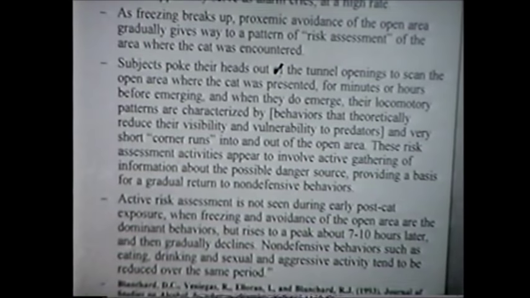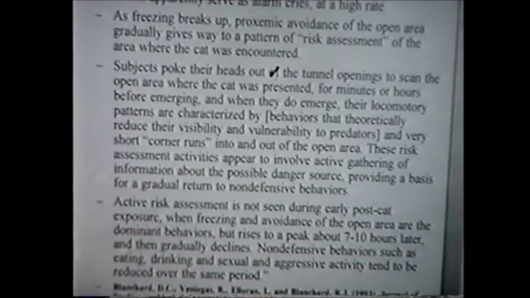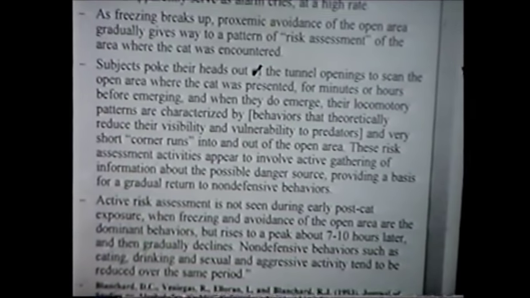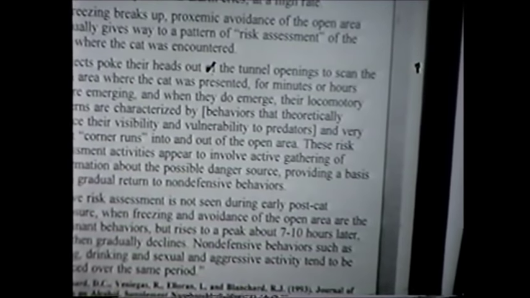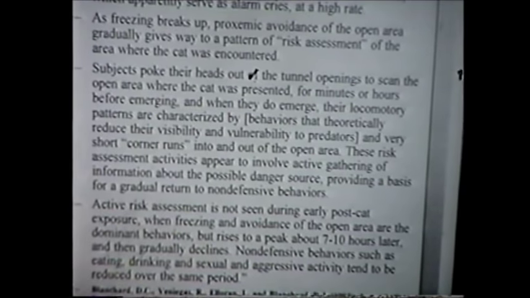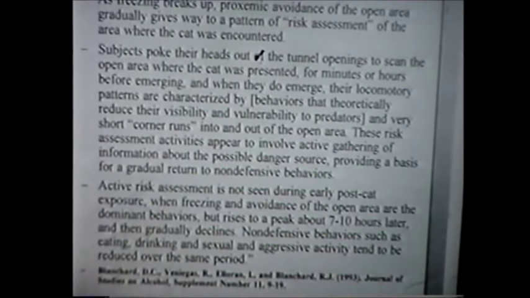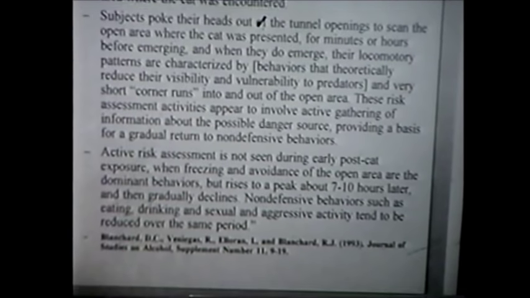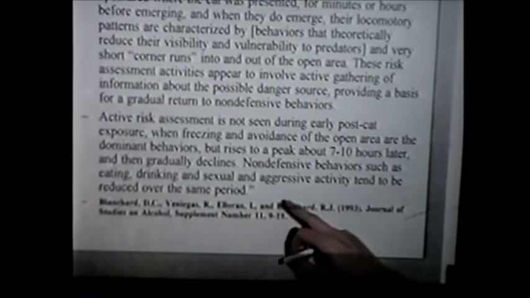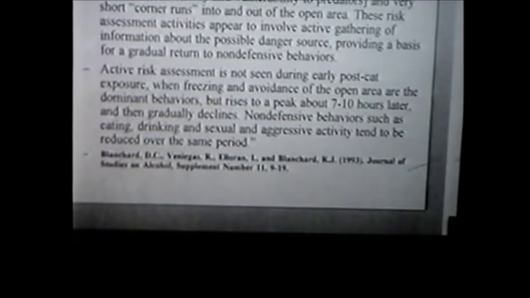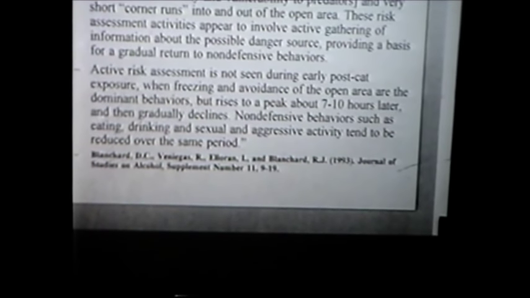These risk assessment areas appear to involve active gathering of information about possible danger sources, providing a basis for a gradual return to non-defensive behaviors. Active risk assessment is not seen during early post-cat exposure, but rises to a peak about 10 hours later. These rats are scared. Non-defensive behaviors such as eating, drinking, and sexual aggressive activity tend to be reduced over the same period. Well, that's because the anxiety system just predominates. You don't think about anything else when there's a cat around.